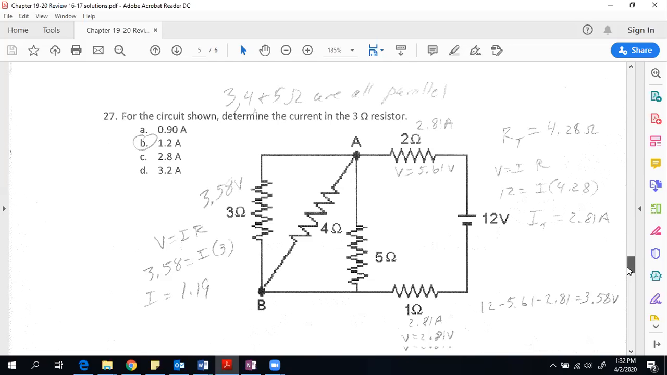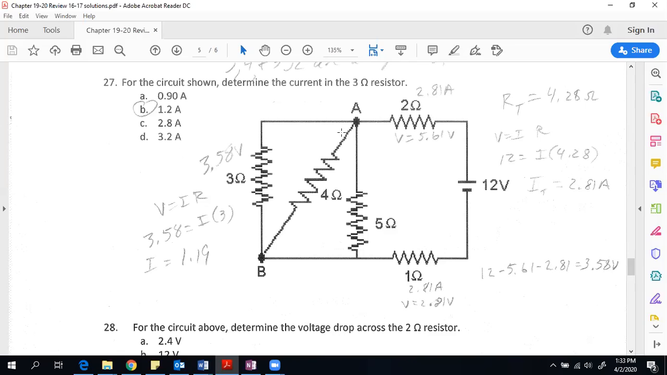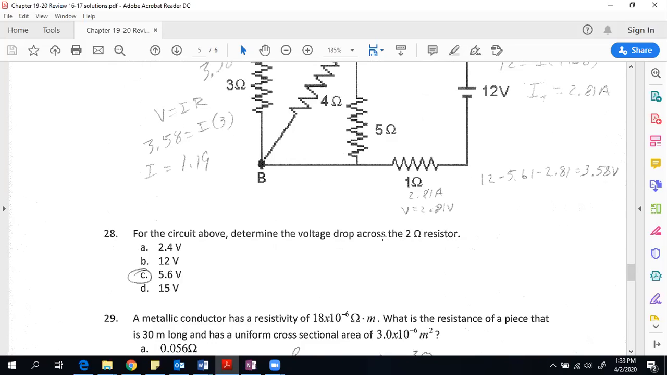Circuit stuff. This one, it's always confusing, this 4-ohm resistor. You could redraw this 4-ohm resistor vertical, okay? It's the exact same thing, doesn't matter where you connect it on there. But if you draw it vertical, you see the 3, 4, and 5 are all parallel with each other, and then that's going to be in series with the other 2, and you could go from there.